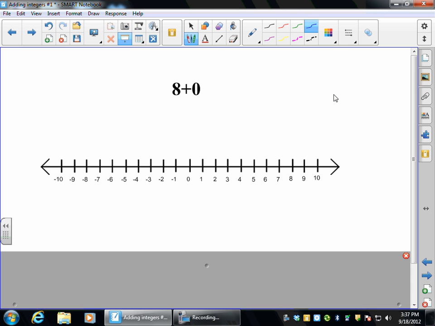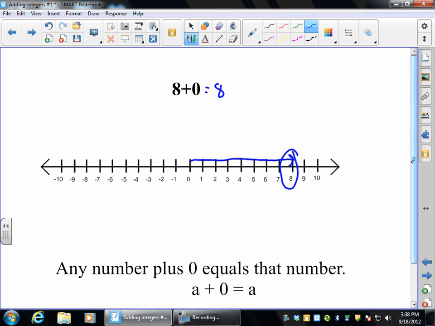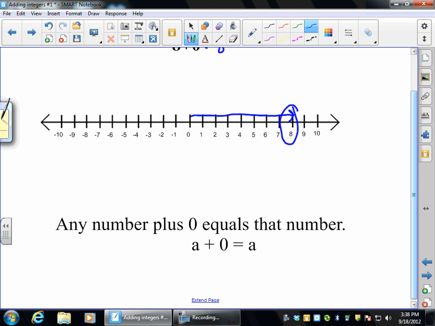Now, we look at one like this, 8 plus 0. Well, that makes it a little bit different. I'm starting out at 8, so I'm coming out to here. If I add 0, then I'm not moving anywhere. I'm not going any further. In other words, I'm staying right here. So obviously, and everybody knew this, the answer is 8. But it shows us something very important that we need to remember when we're talking about positives and negatives as well. Any number plus 0 equals that number that you started with. 8 plus 0 is 8.